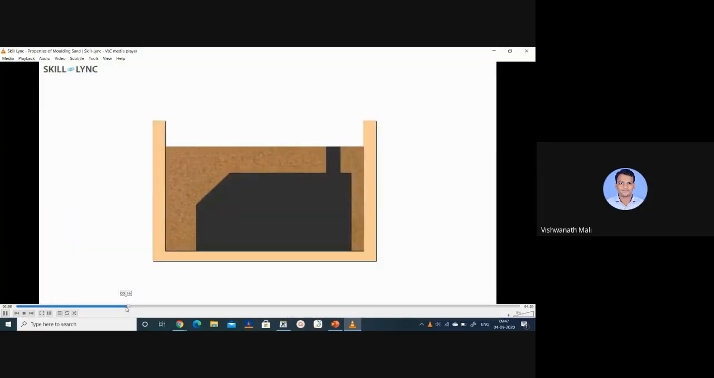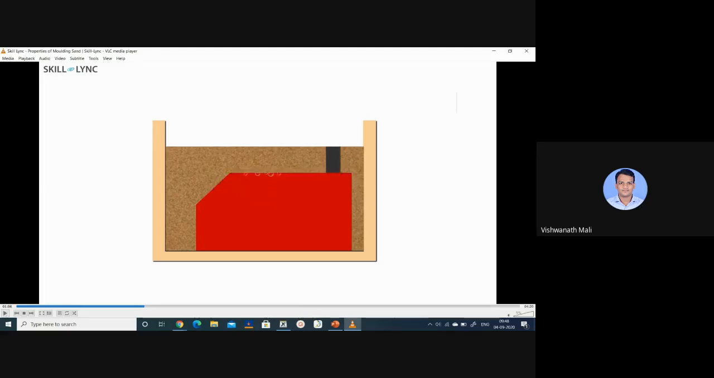Porosity is also called permeability. Now see, this is the pattern here, which is in gray color. This is the molding sand, and we are pouring the molten metal into this. While pouring, this molten metal may have different gases, plus some air will get inside this mold cavity. So it will get filled. Then, as I said, some bubbles or air may get trapped in this mold.